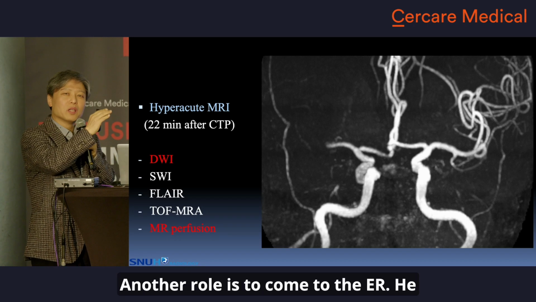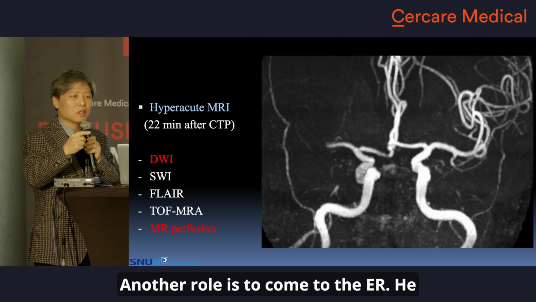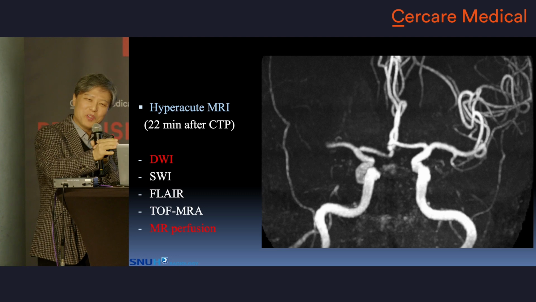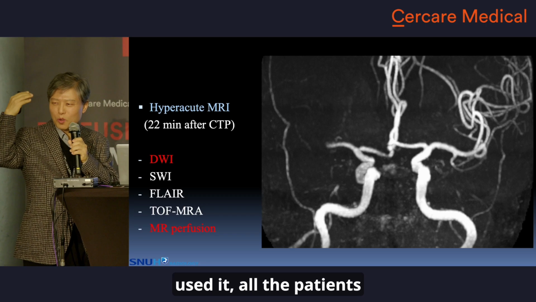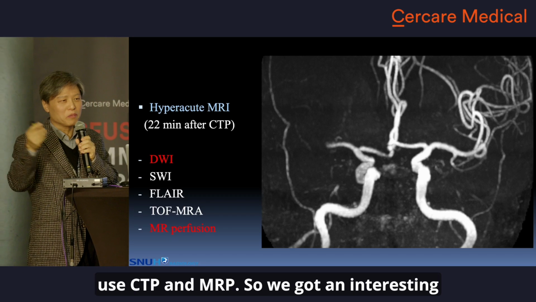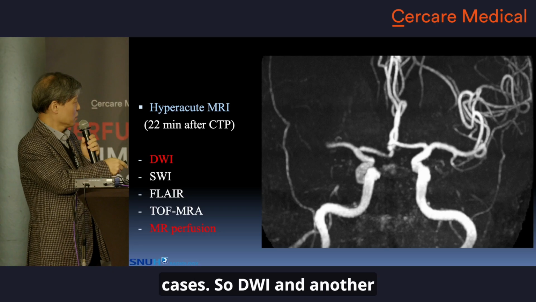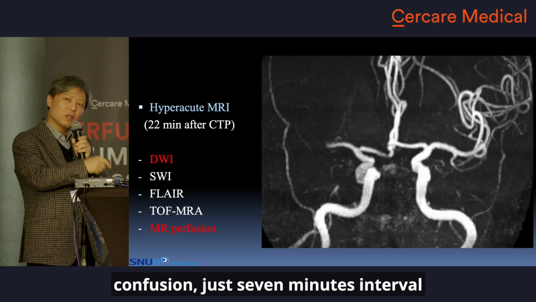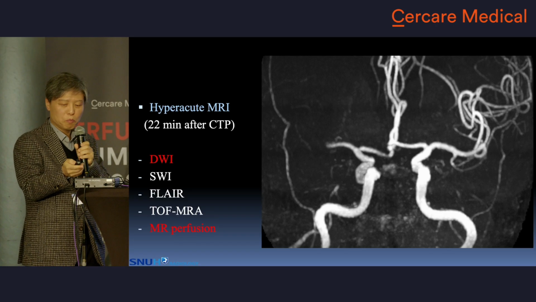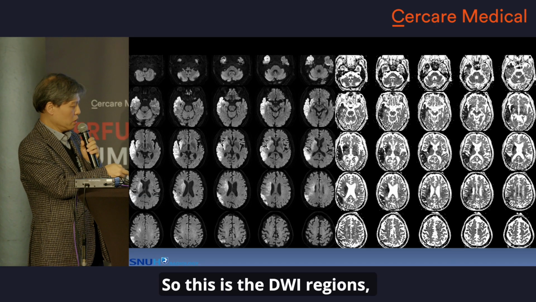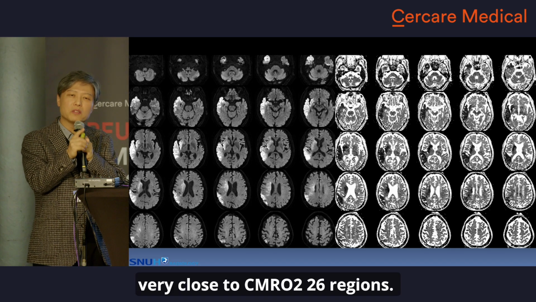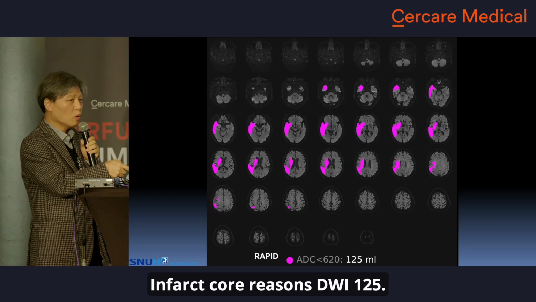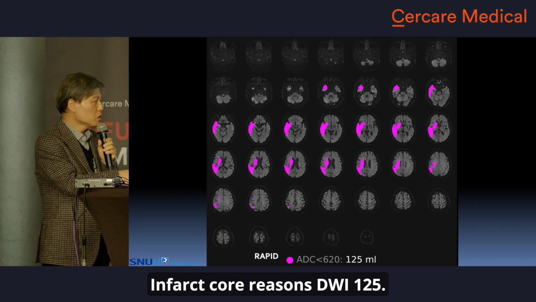So another urologist came to the ER. He didn't know our protocol, so he used perfusion, both CTP and MRP. So we got interesting cases: DWI and perfusion, just a 7-minute interval between DWI and PWI. This is the DWI region, very close to the CMRO₂ 26 region. Infarct core lesion on DWI, 125.